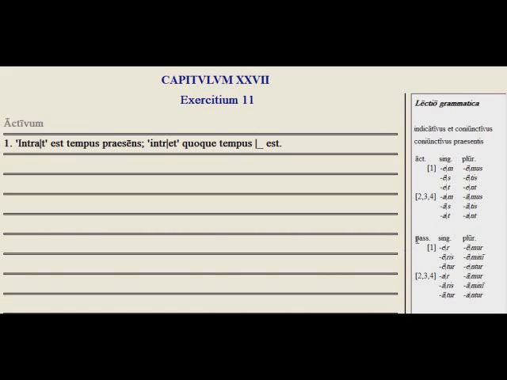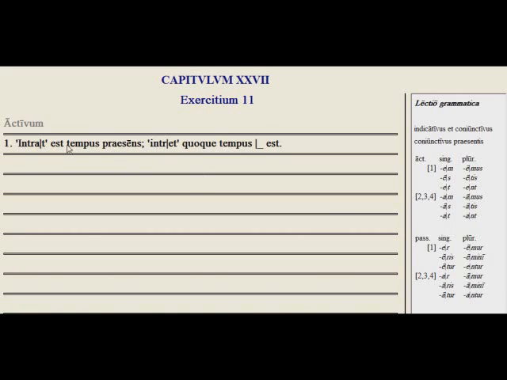The passive, we have the first conjugation endings: eris, etur, emur, emini, entur, and the second, third, and fourth conjugations: are, aris, atur, amur, amini, antur.